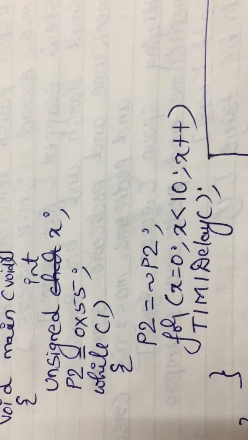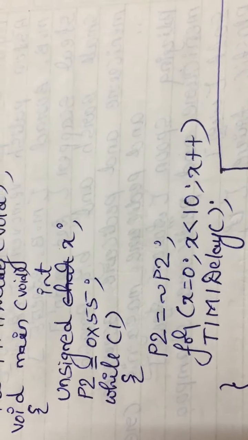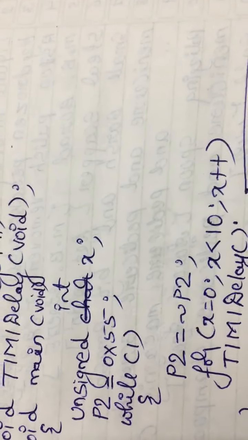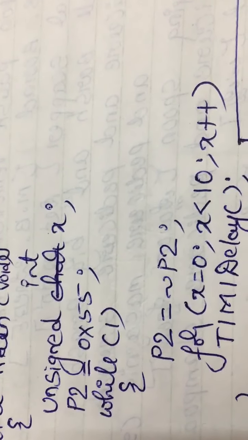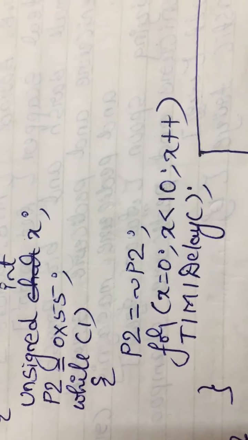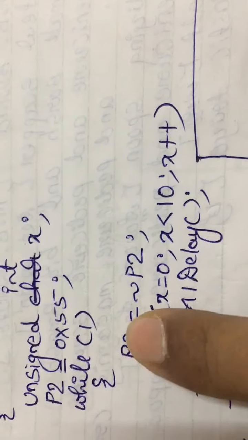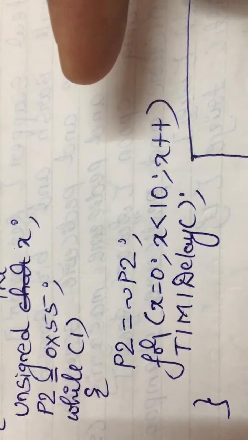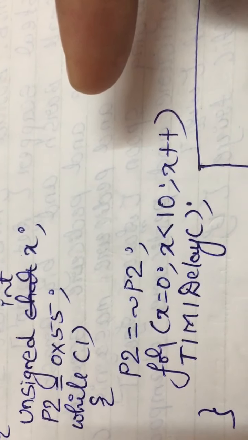Here we need to toggle all the bits of port 2. First I will take P2 equal to 0x55. 0x represents a hexa value, and 55 is nothing but 0101 0101. That is the value that I will initialize to port 2 first. Then while(1), perform P2 equal to negation of P2. If I negate 55, then I will get AA, which will be stored in P2 again.